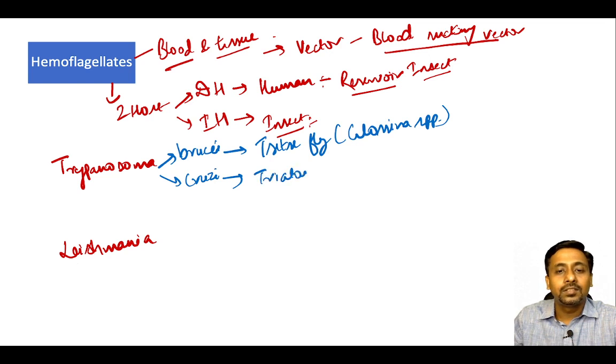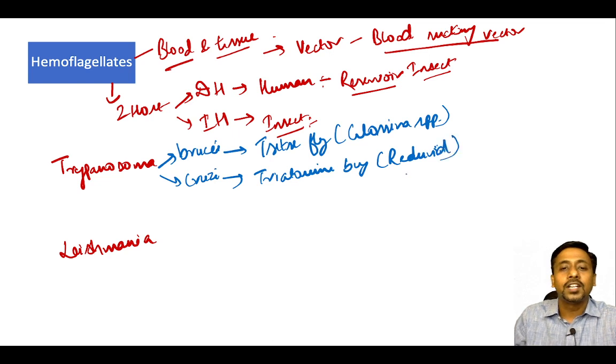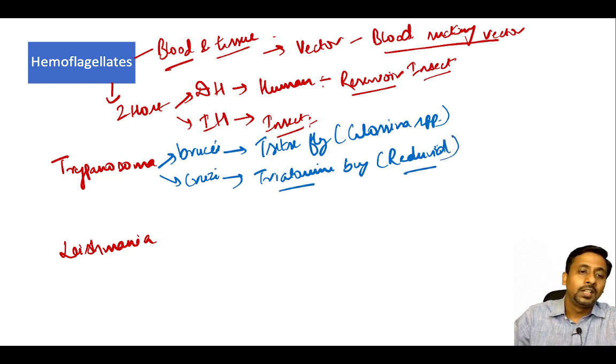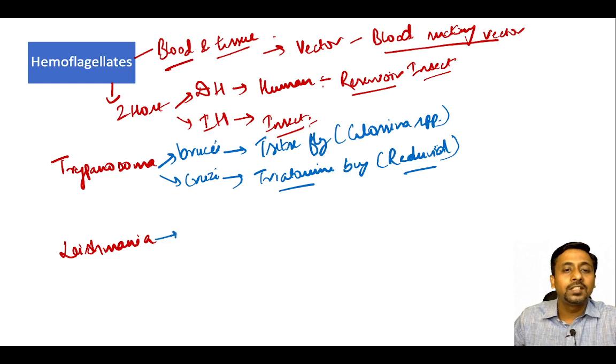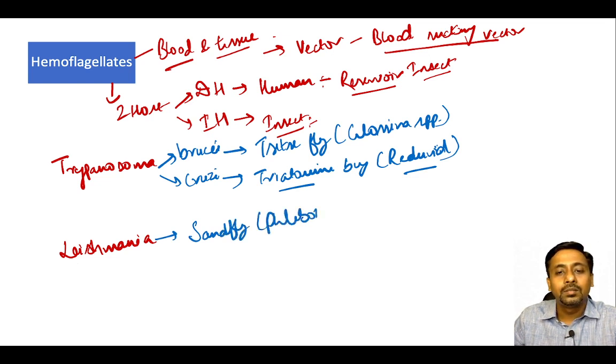And the vector for cruzi is the triatomine bug, or reduviid bug. Whereas in case of Leishmania, the insect vector is the sandfly, scientific name Phlebotomus species. The common species is Phlebotomus argentipes.